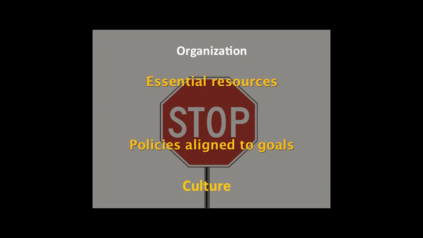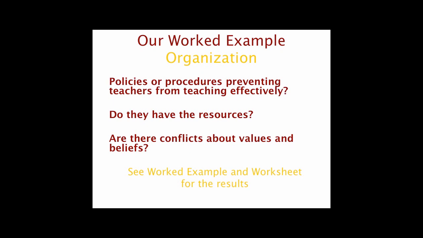And finally, is the culture conducive and supportive for your stakeholder to achieve their goals? Or are there conflicts in the culture because not everyone shares the same values and beliefs about that goal you're trying to achieve? In our worked example, there are some policies and procedures preventing teachers from teaching effectively. Yes, there may be. Do they have the resources? And are there conflicts about values and beliefs? To see the answers to these questions, again, look at our worked example in the worksheet for the results.